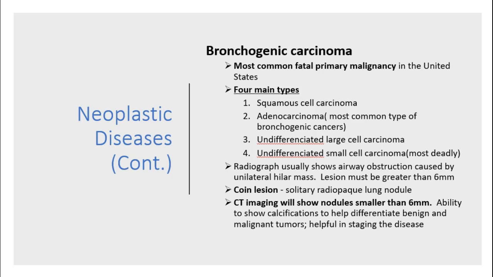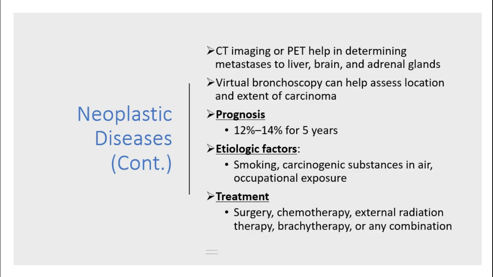Radiographically, it usually shows airway obstruction caused by a unilateral hilar mass. Lesions must be greater than 6 millimeters. So a coin lesion is a solitary radiopaque lung nodule. CT shows lung nodules smaller than 6 millimeters. So we see a lot on a CT of the chest. We like it. All right, CT imaging or PET help in determining metastasis to the liver, brain, and adrenal glands.